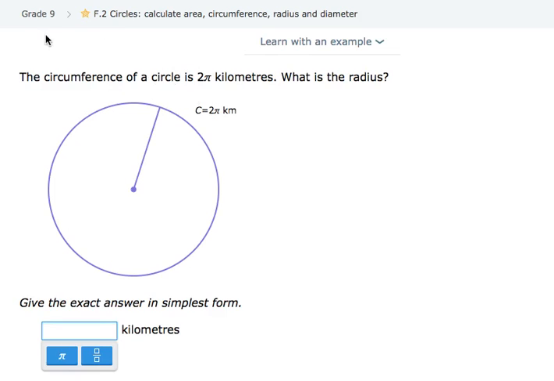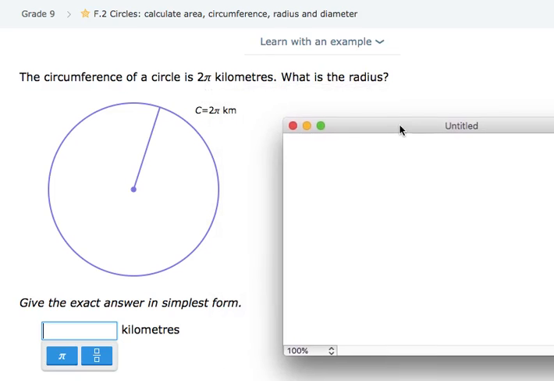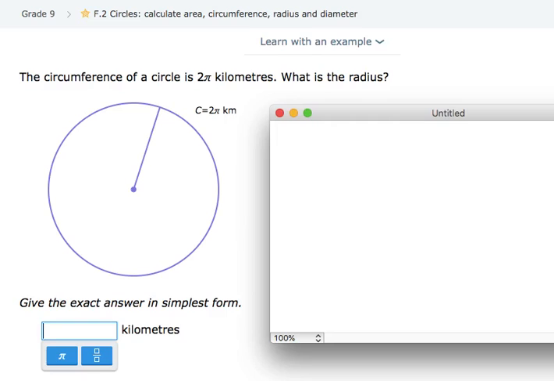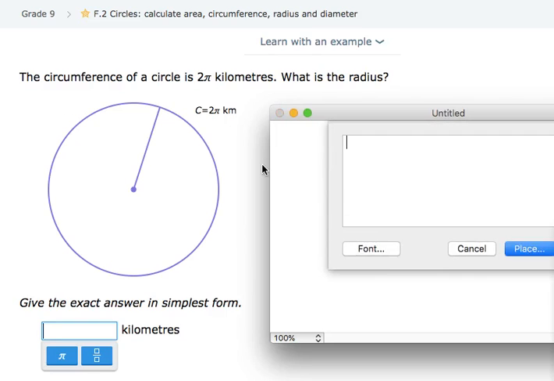Okay, so in grade 9 F2 it starts off with some pretty straightforward stuff, even though it's circular, haha, which isn't straight, haha. Alright, circumference of a circle is 2 pi kilometers. What is the radius? Maybe this is a little bit weird in that it's giving us the circumference in terms of pi, but this isn't the first time you've seen that, so you'll be able to handle it. You just got to say to yourself, what's the appropriate formula in this one here? This looks pretty easy. I know that circumference equals 2 times pi times the radius.